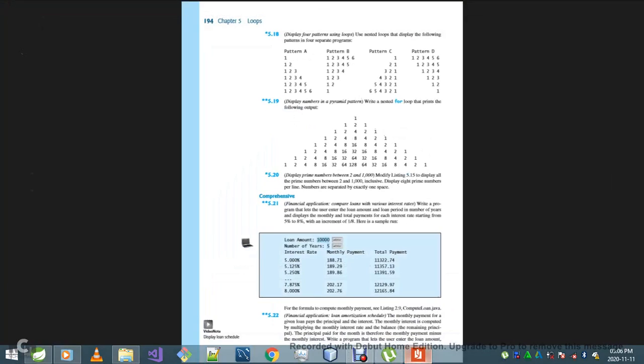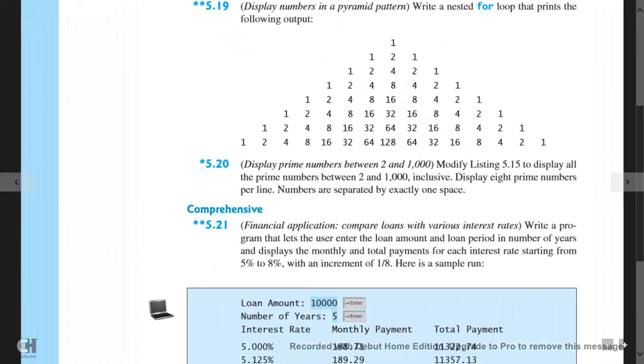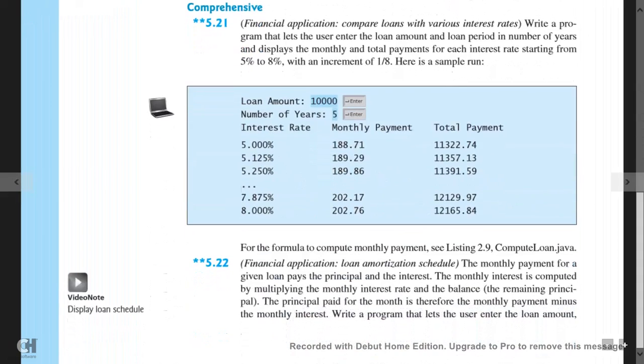Oh, I was about to read through this question. One thing I don't like about it, though, it's actually referring us to some exercise that was done. So the monthly payment for a given loan pays the principal and the interest. The monthly interest is computed by multiplying the monthly interest rate and the balance, the remaining principal. And the principal paid for a month is therefore the monthly payment minus the monthly interest.